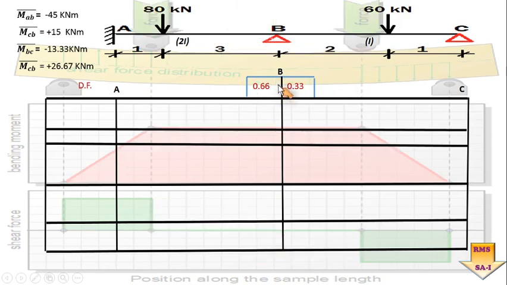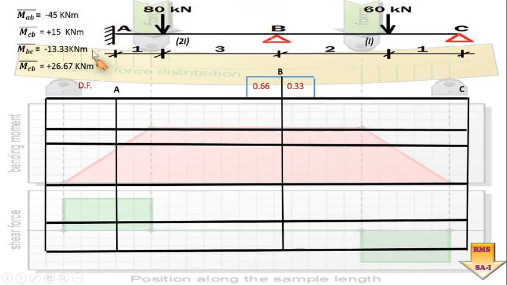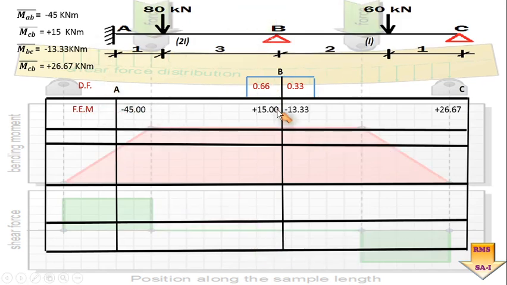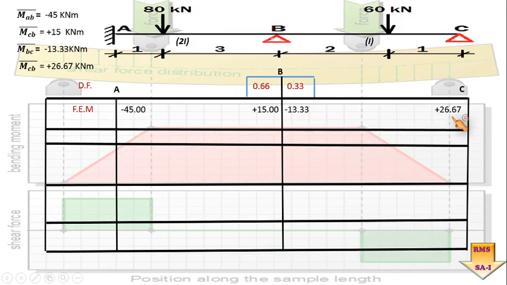So already we have worked out the distribution factor for BA, equal to 0.66, and for BC it was equal to 0.33. Is it okay? So this was the second thing which we have found out. The first thing was fixed end moments, and second was the distribution factor. Already I have introduced the distribution factor into this table. Now it's time to introduce the fixed end moments. So here you can see MAB is equal to minus 45, MBA is equal to plus 15, MBC is equal to minus 13.33, and MCB is equal to 26.67. So this is how we have compiled the data which is available with us.